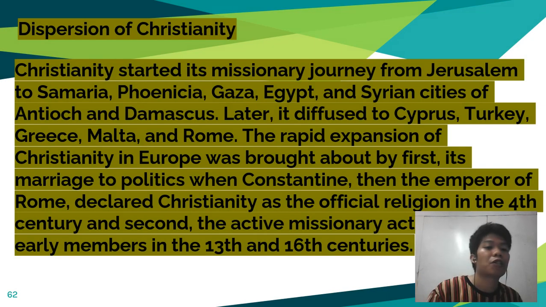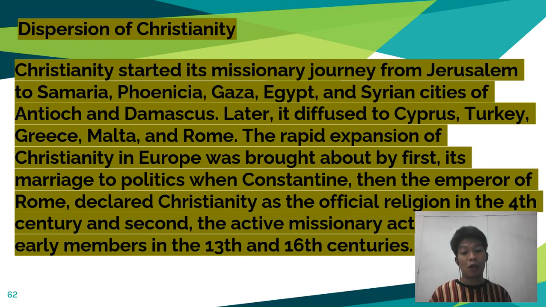Dispersion of Christianity. Christianity started its missionary journey from Jerusalem to Samaria, Phoenicia, Gaza, Egypt, and the Syrian cities of Antioch and Damascus. Later it diffused to Cyprus, Turkey, Greece, Malta, and Rome. The rapid expansion of Christianity in Europe was brought about first by its marriage to politics when Constantine, the Emperor of Rome, declared Christianity as the official religion in the fourth century. Second, the active missionary activities of the early members in the 13th and 16th century.